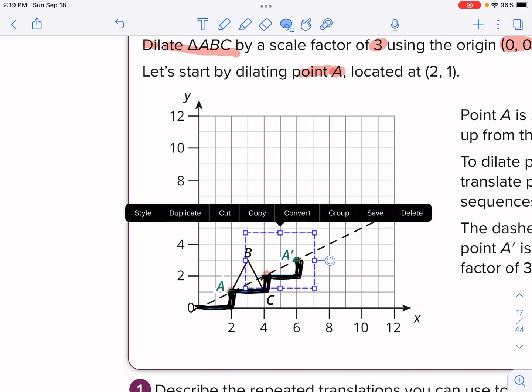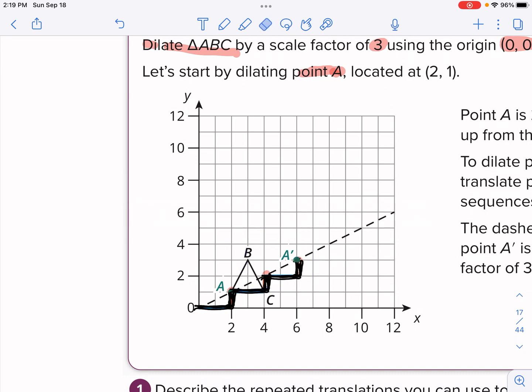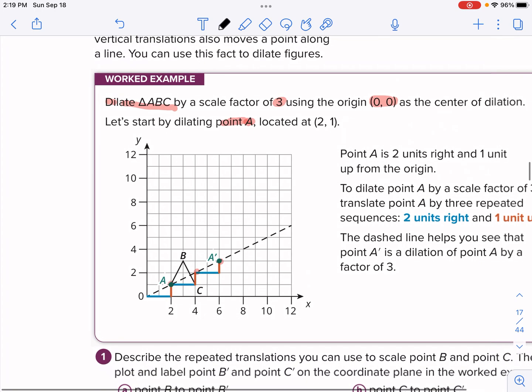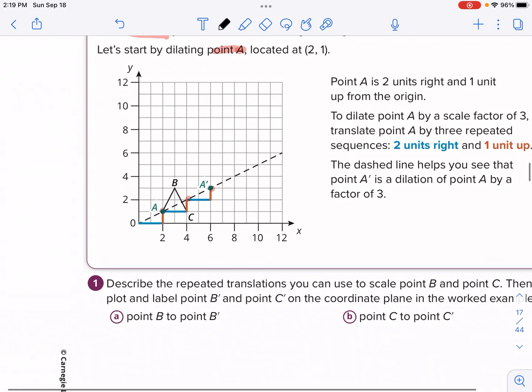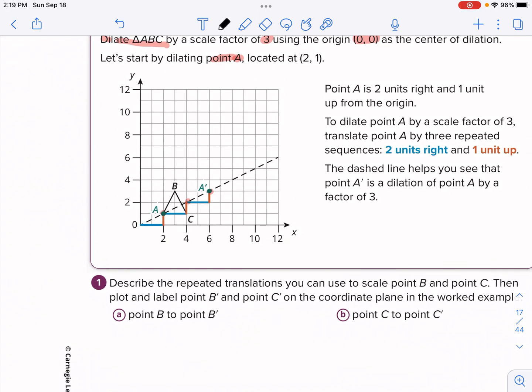So now we've done it in a different way, by multiplying our paths, but this is saying you can take that many paths there. All right, so we're going to do this for the other ones as well. So number 1, describe the repeated translation you can use to scale point B, and C. We'll start with point A to figure out where B prime is. A is already given to us, it's on the graph.